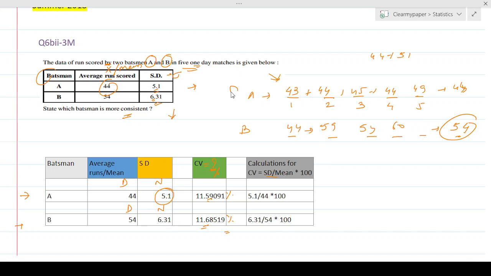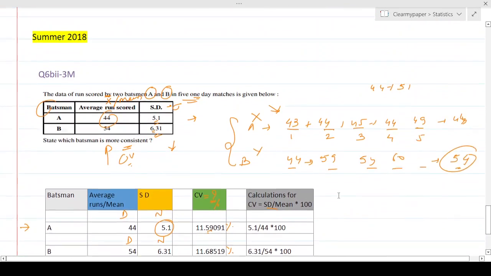Since we don't have this, we'll not be able to understand who is a better batsman in terms of consistency. But if you calculate this way using CV and the formula, you can still find out. So I just wanted to bring clarity on why it is used and how it is used, and how it loses the information provided by the individual scores, because we don't have them. So anyway, an easy 3 marks, applying a simple formula and then calculating.